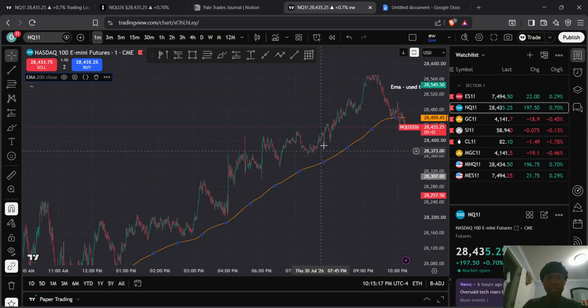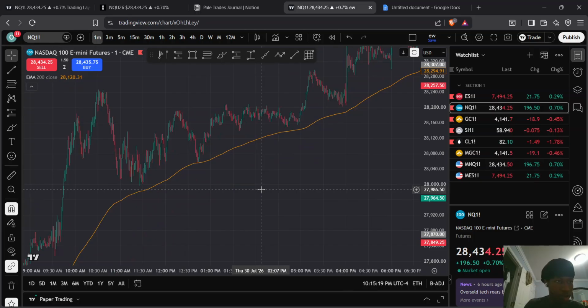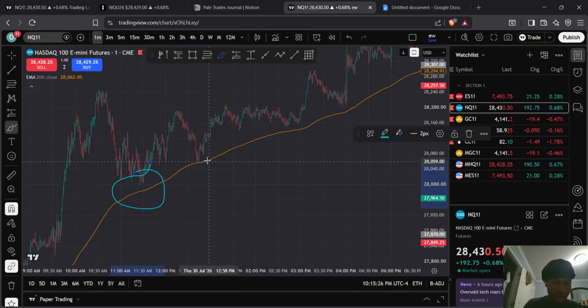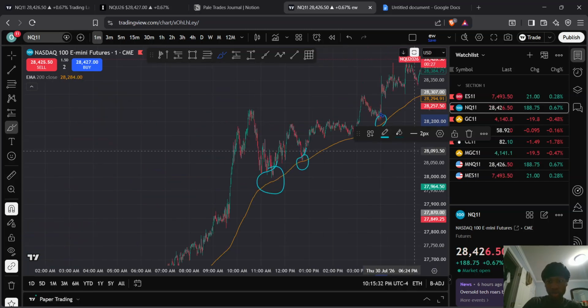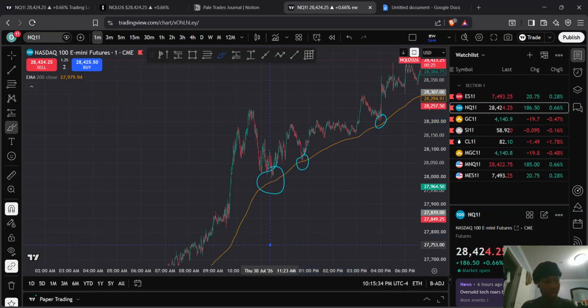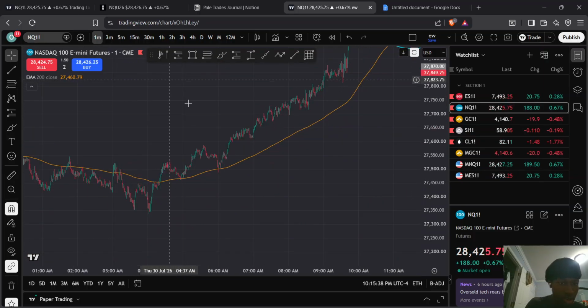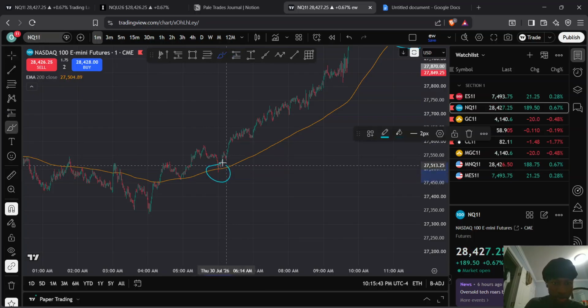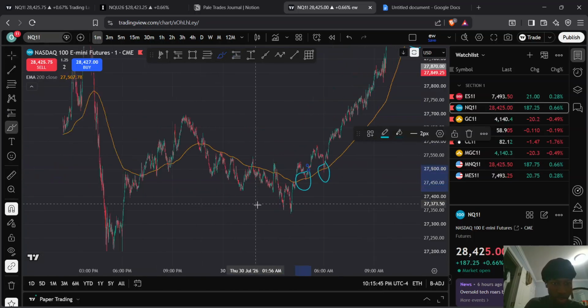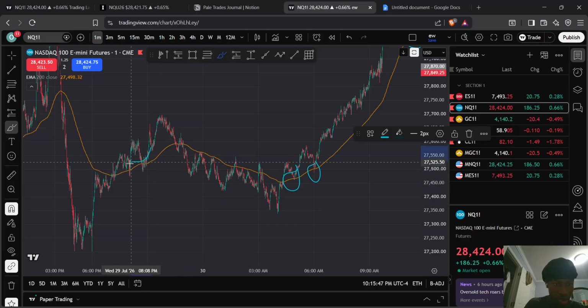be looking for longs. But the only way I look for longs is if we're close to the EMA. That would be a good long, and this would be a good long area. If we start tapping it, this would also be a good long area right here. This was a good long area.